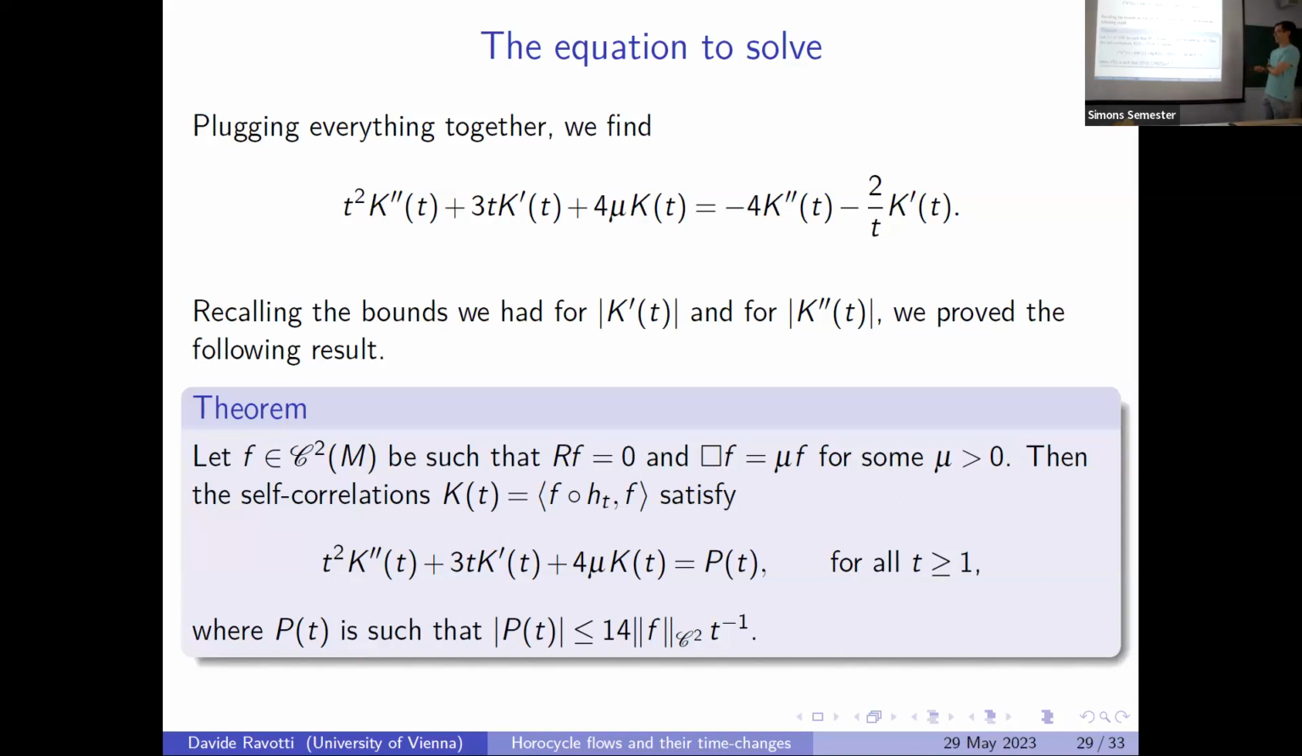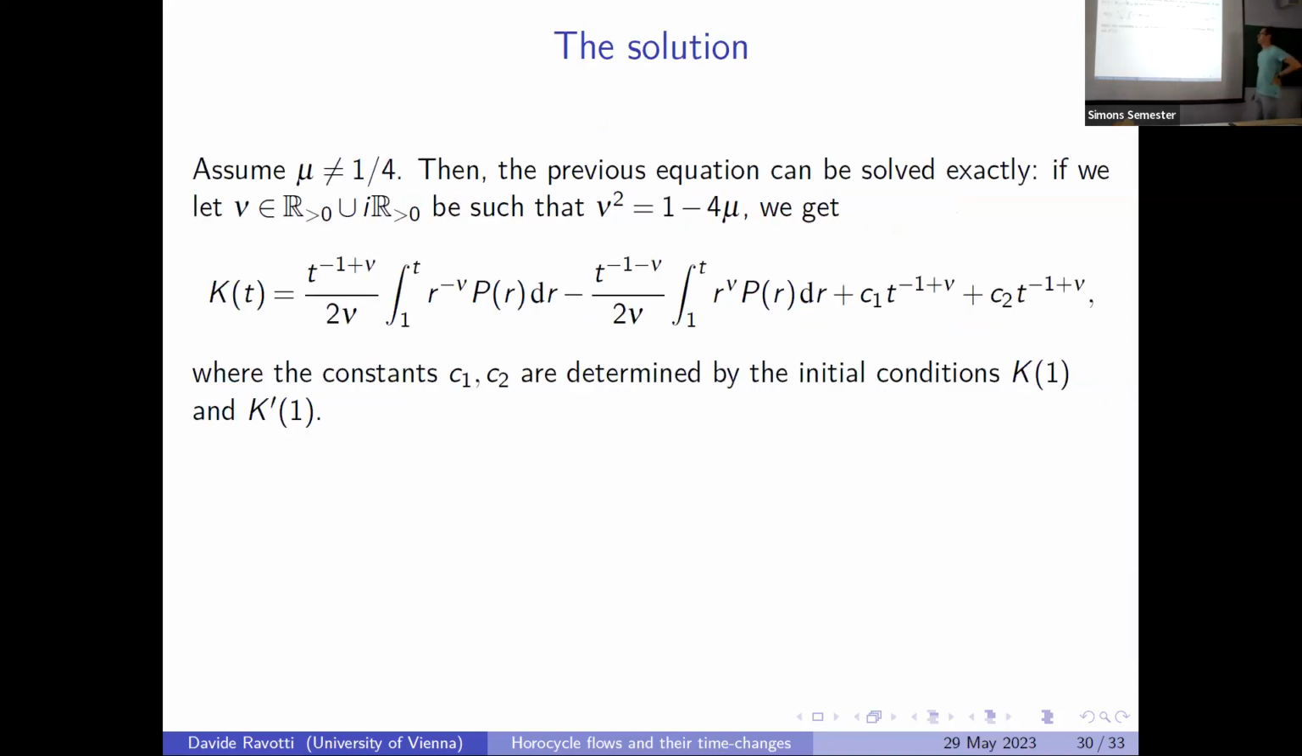And again, maybe I remember how to solve it, maybe not. I just ask Wolfram Alpha or something, and we can find a solution. So let me again assume that mu is not 1/4, because otherwise the solution will look a bit different, but you can also solve it if mu is 1/4. Anyway, if it's not, just for simplicity, then I can solve my equation exactly. So this nu will be the same nu as for the ergodic averages. It will be basically the square root of 1 minus 4 mu, where I choose it to be either a positive real or a purely imaginary number with positive imaginary part. Then I can write an explicit expression for the solution.